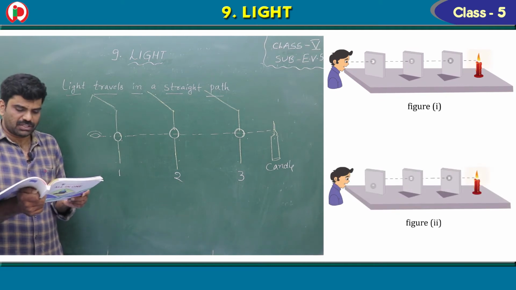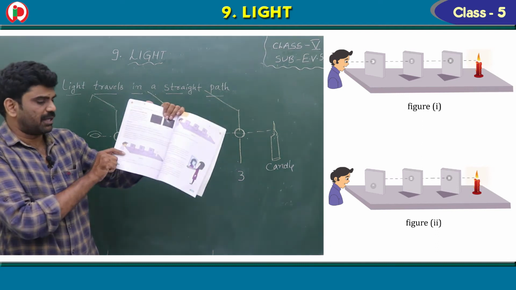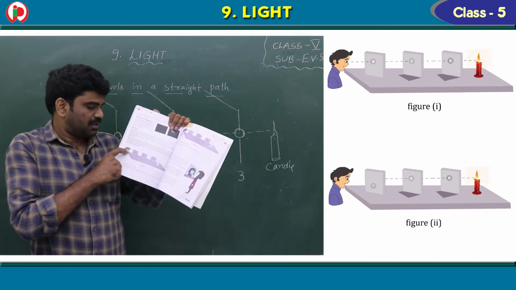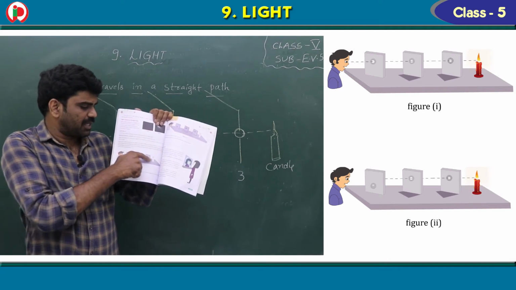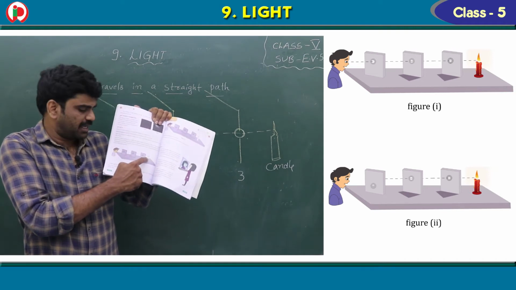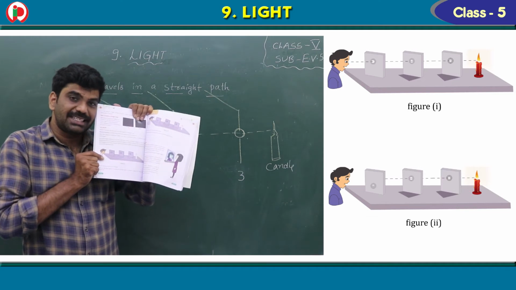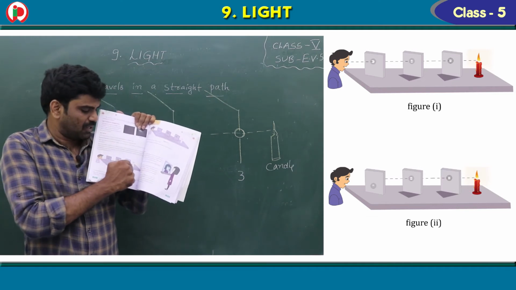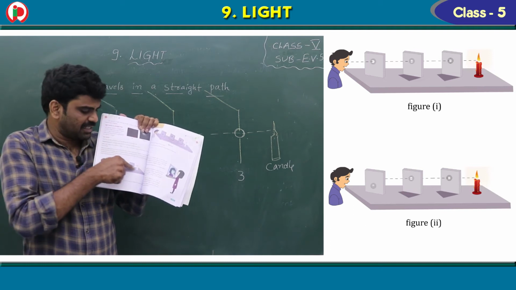Now turn the first cardboard upside down as shown in figure 2. Here, see children, this is the first figure. See these 3 cardboards are of the same size and the holes are at the same height, and here the candle is there. Now the person is looking. Can we see the light? Yes. Why? Because all the 3 holes are of the same size and same height. So light travels in a straight line.